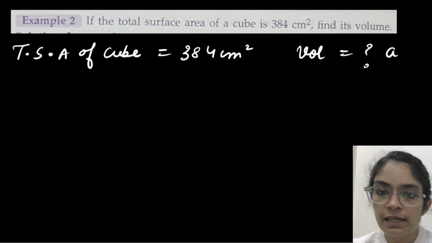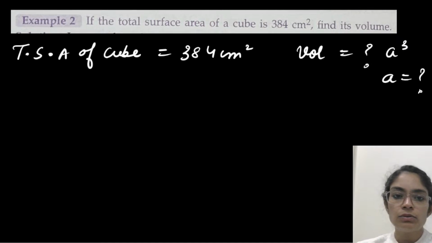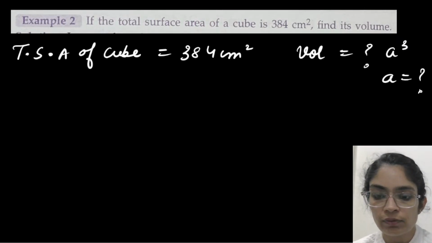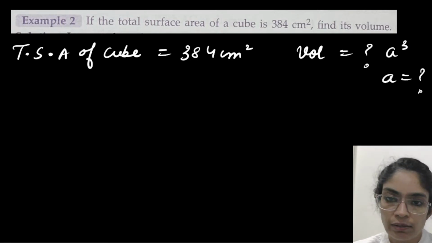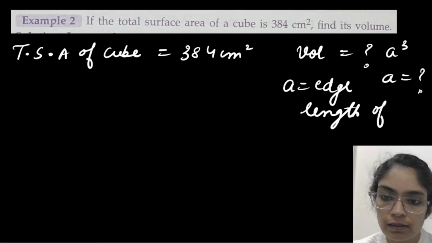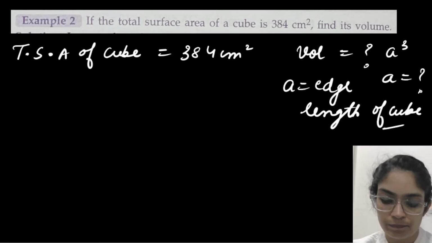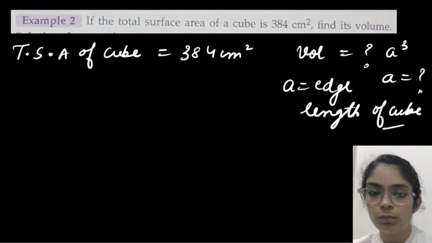The volume's formula is a cube. That means a's value we have to find. We'll make use of the formula of total surface area of cube. So what is the formula of total surface area of cube? We'll use that and find the value of a. Here write also, a is the edge length of cube.